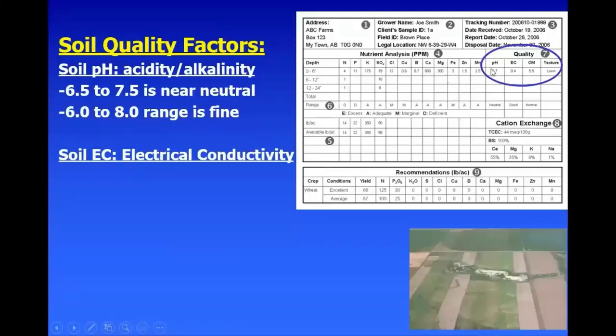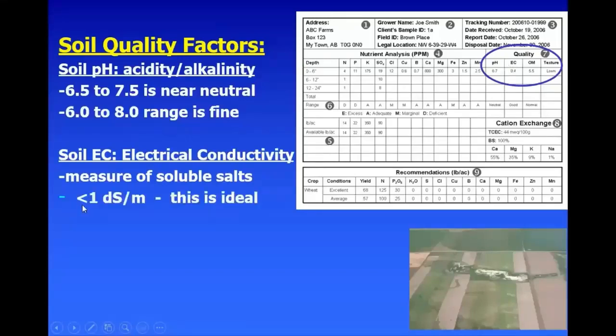Another thing we like to look at is EC. That really stands for electrical conductivity, which is a measure of soluble salts. The more salts you have in the soil, the greater the concern it is. The more salts you have, the poorer the crops are going to perform. Now, as long as your soil test shows you're less than 1, and the unit used here is dS/m, that stands for decisiemens per meter, that's perfect for topsoil, meaning the 0 to 6 inch depth.